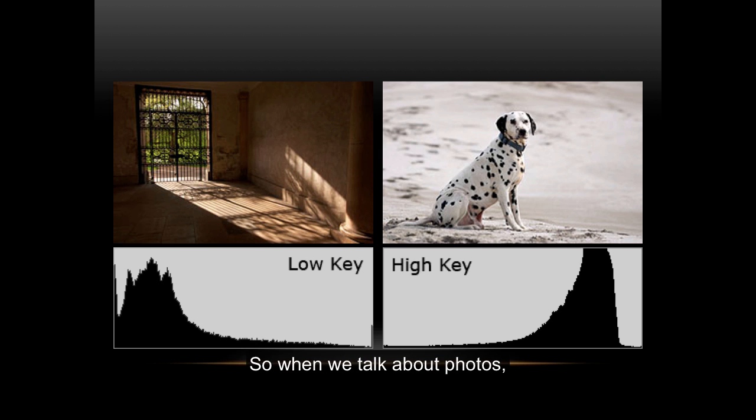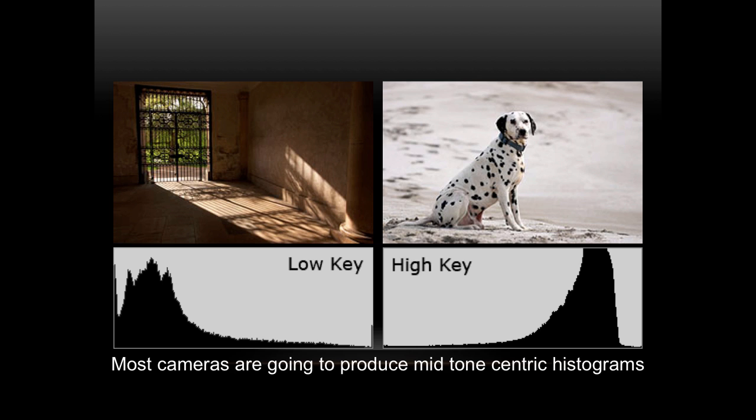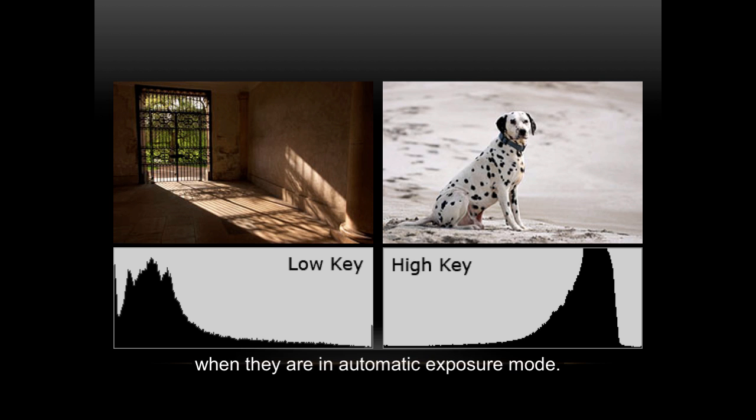So when we talk about photos, we're going to talk about high and low key images, and it's a direct correlation with the histogram. Most cameras are going to produce mid-tone centric histograms when they are in automatic exposure mode. So the camera is trying to automate the exposure, and so it's going to push those pixels towards the middle. So that distribution of peaks within the histogram not only looks at the exposure, but it's going to depend on the tonal range of the subject matter themselves.